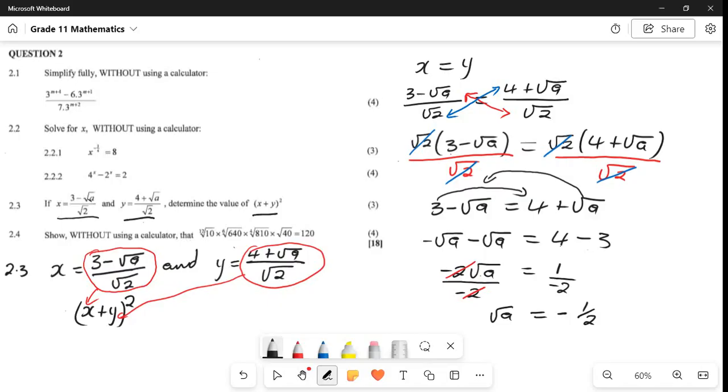But now we want to find the value of a. What do we do to remove the square root? We square. But we cannot just square one side. We are squaring both sides. So here we'll be left with a is equal to now a positive half, because when we are squaring a negative, we get a positive.